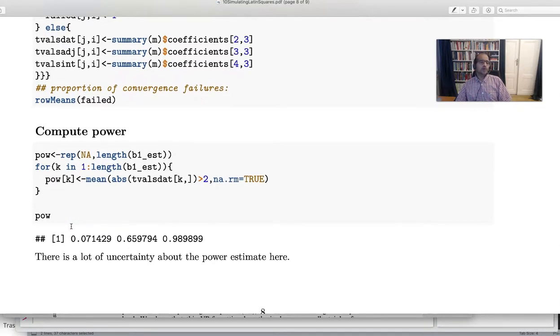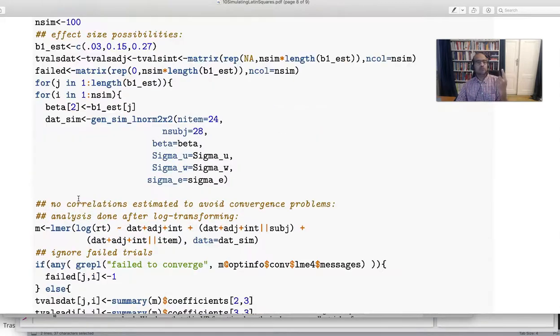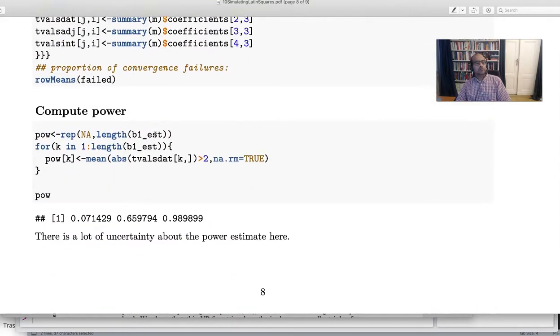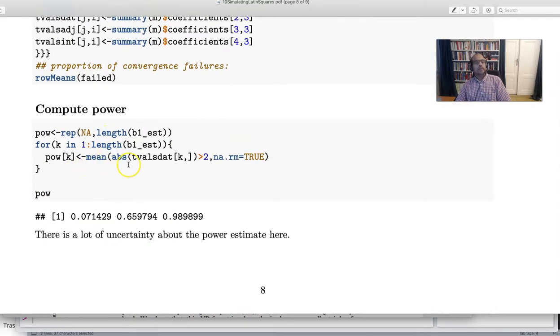So now we're coming to the interesting point, which is that once we've done all these calculations, what we now have is 3 power calculations, one for each of the values of this beta 1 parameter estimate, right? I've run 100 simulations with this value, 100 with this value, and 100 with this value. So what we do is we look at the t values for the dative factor, and we check the proportion of t values for each of those beta 1 estimates that is greater than 2, and we store that in a vector called power.